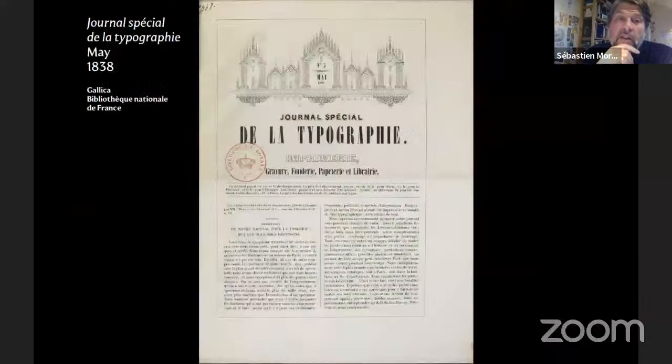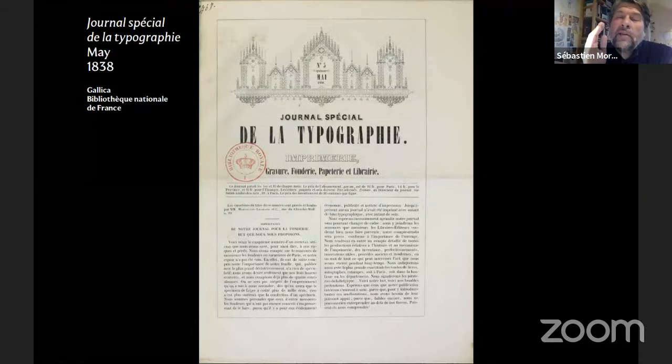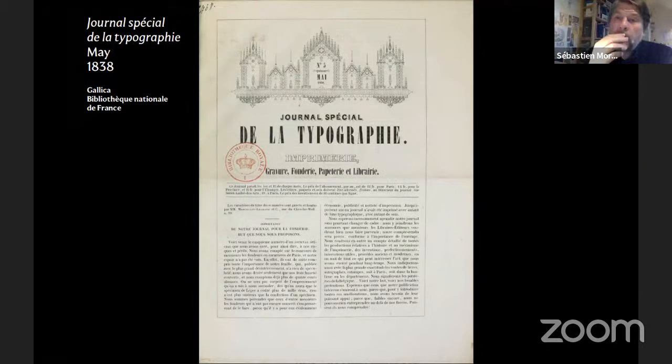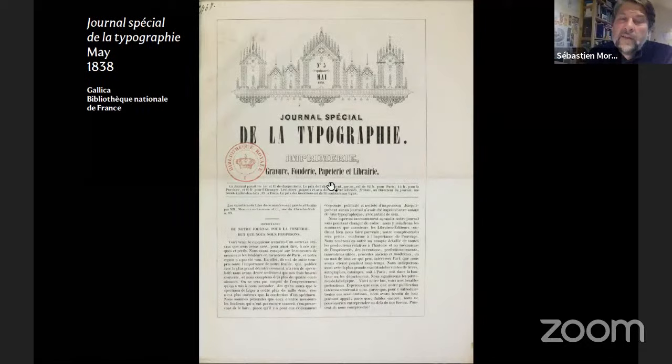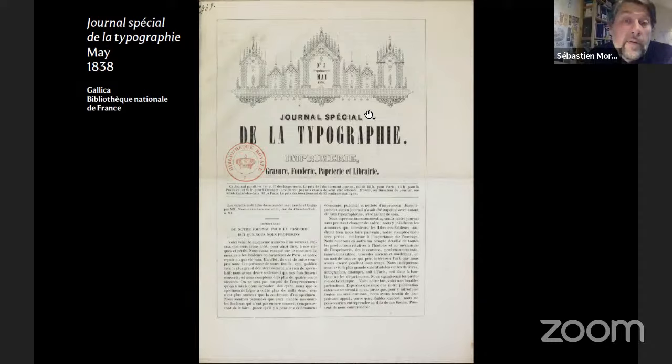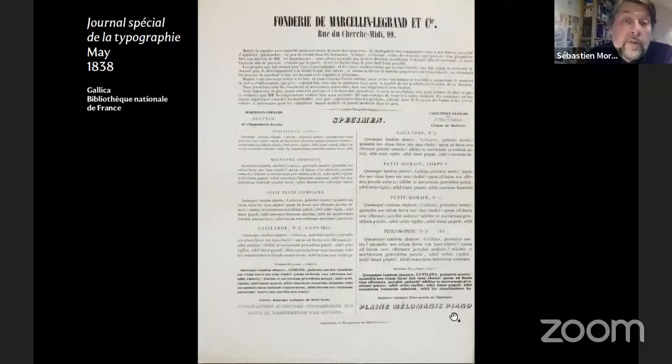In March 1838, a new newspaper appeared, the Journal Spécial de la Typographie, and basically, this was made to advertise the foundries. So twice a month, you would get a new issue. And for every issue, new types would be used for setting this part. And in this number, the typefaces are provided by Marcelin Le Grand. So you may recognize again here the 16 point of the lettre centrée. And in page 4, you have an example of this outline italic as I just showed you.